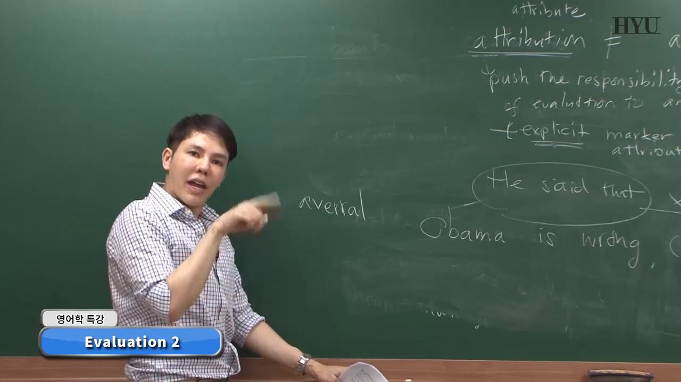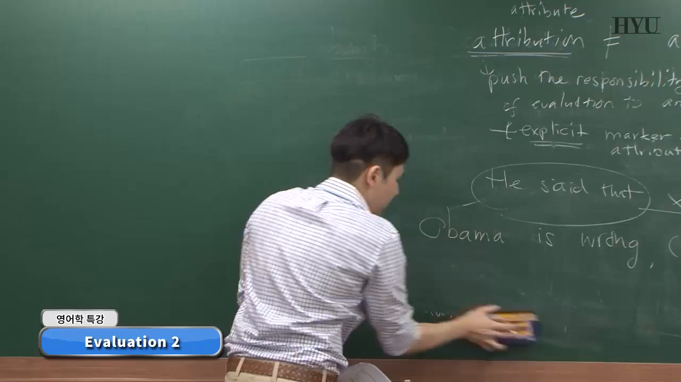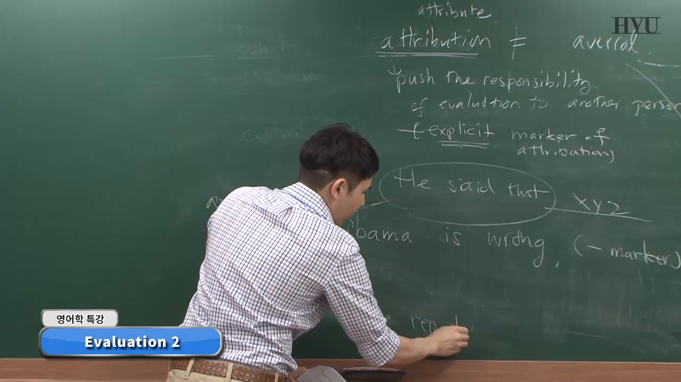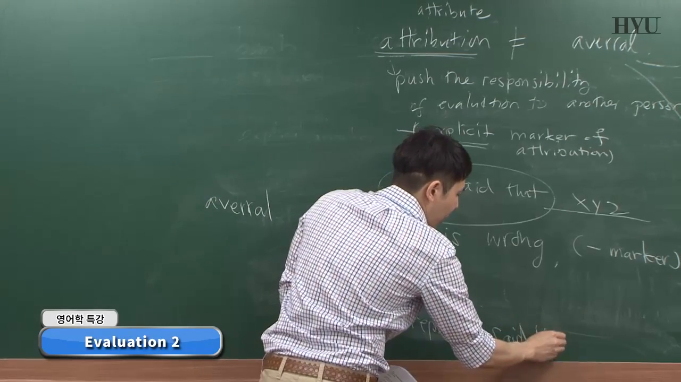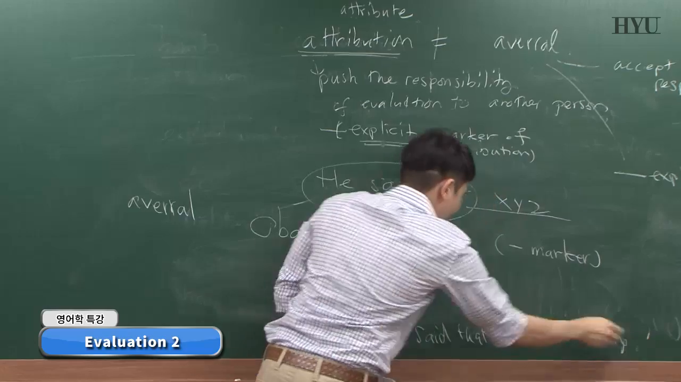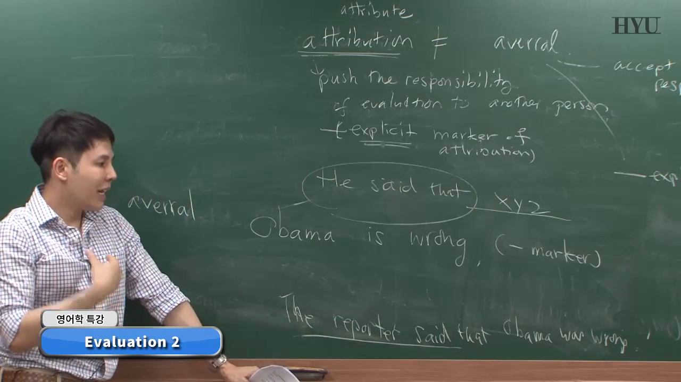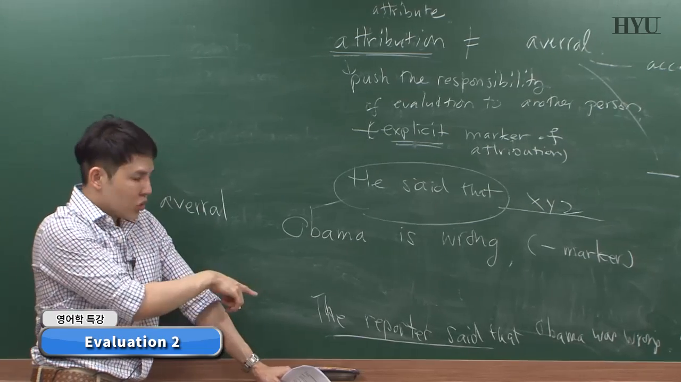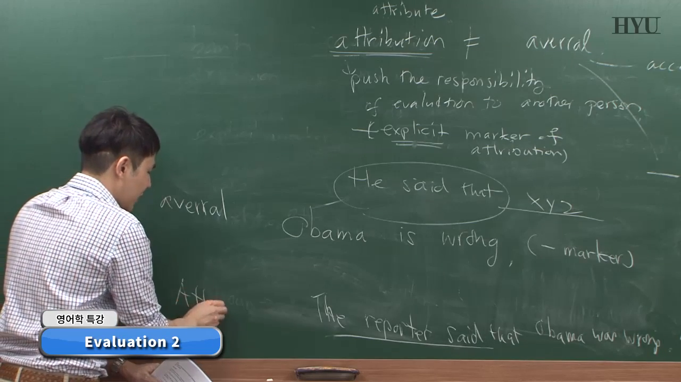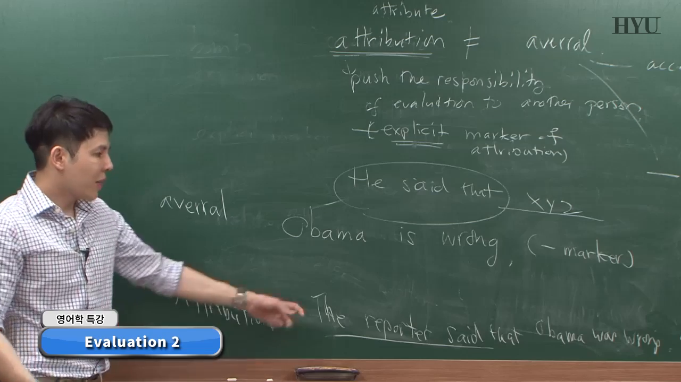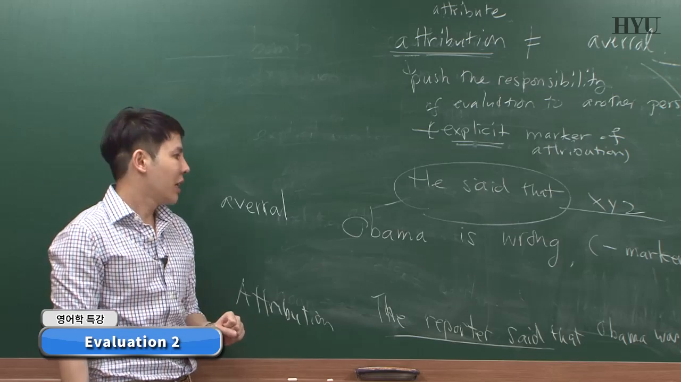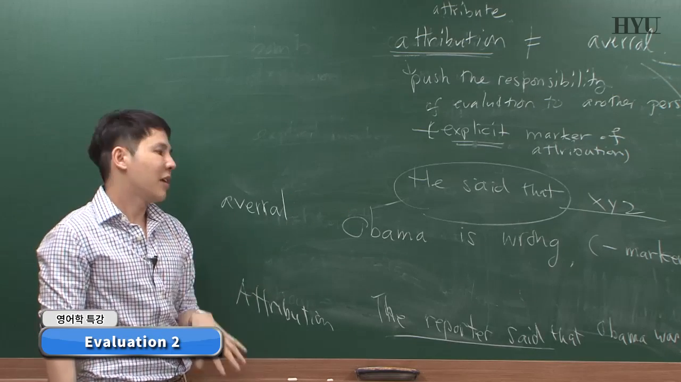On the other hand, if I have that explicit marker, for example, the reporter said that Obama was wrong. Now, I clearly attribute that statement, Obama was wrong, to the reporter. It's not my word, it's his word. So in this case, it's clear attribution, right? It's not my responsibility. If you don't believe that, go and ask that reporter, okay? But Obama is wrong, it's my responsibility, right?